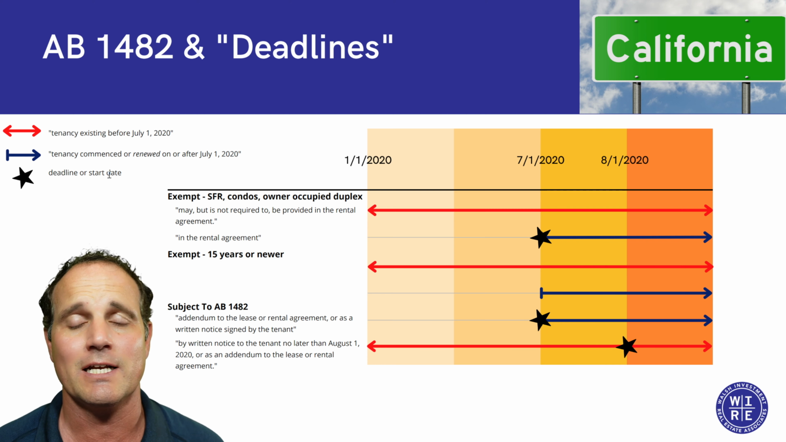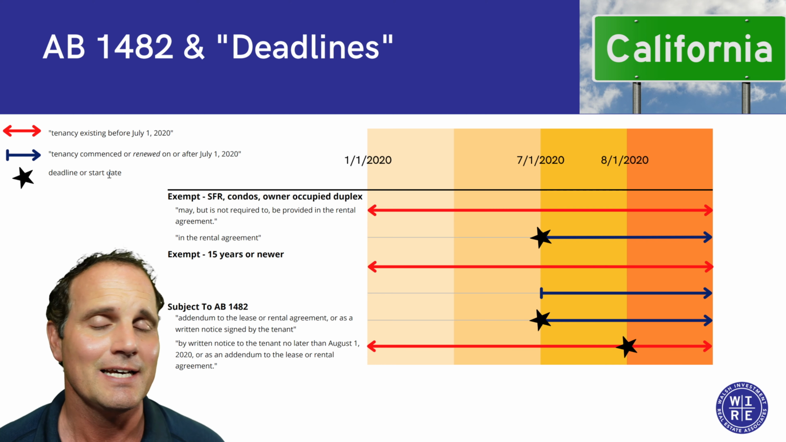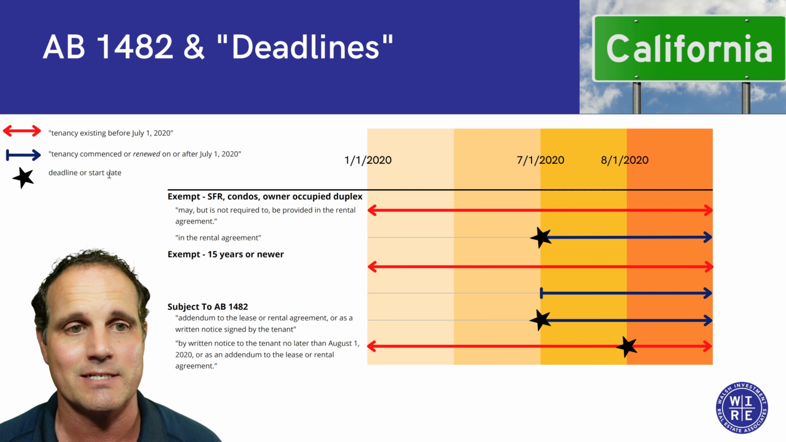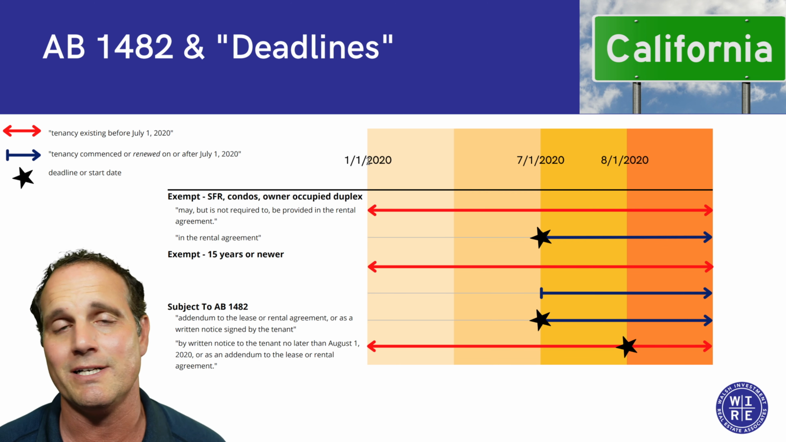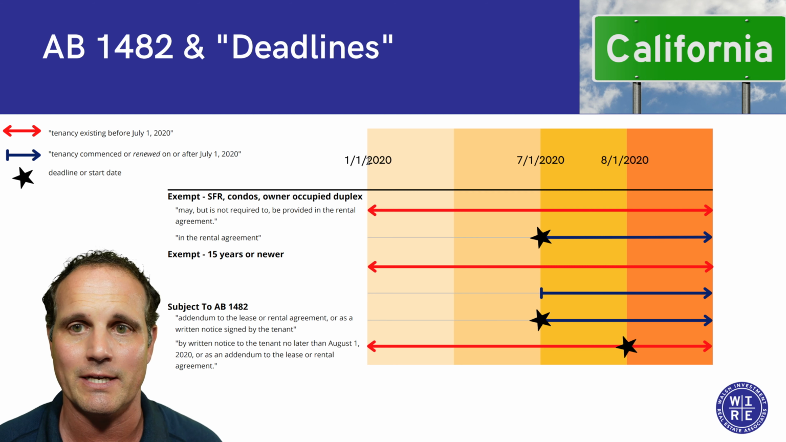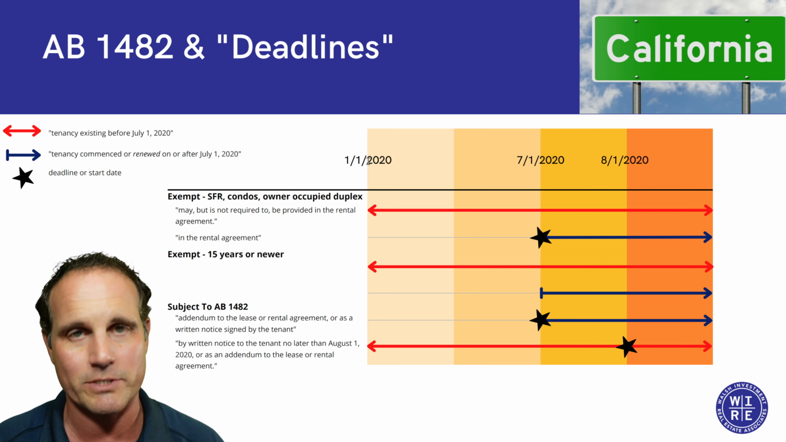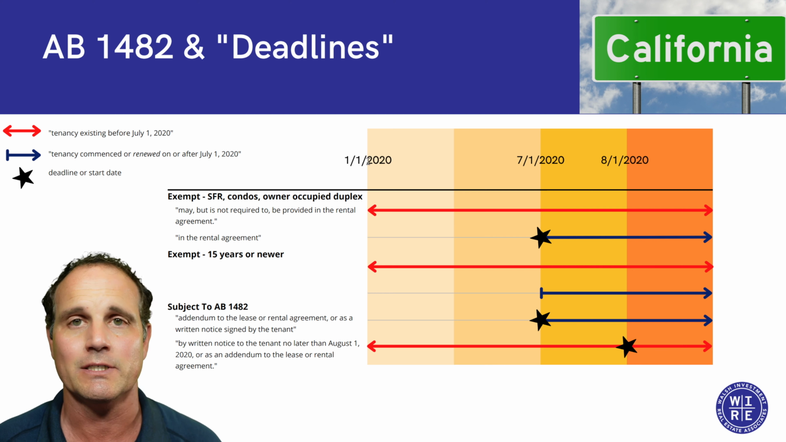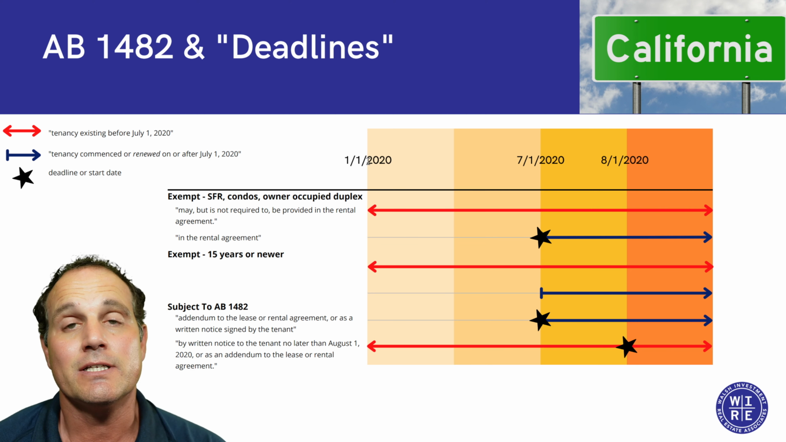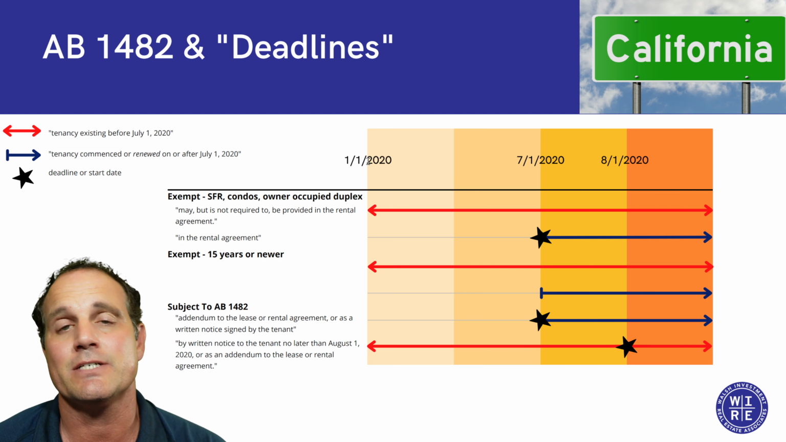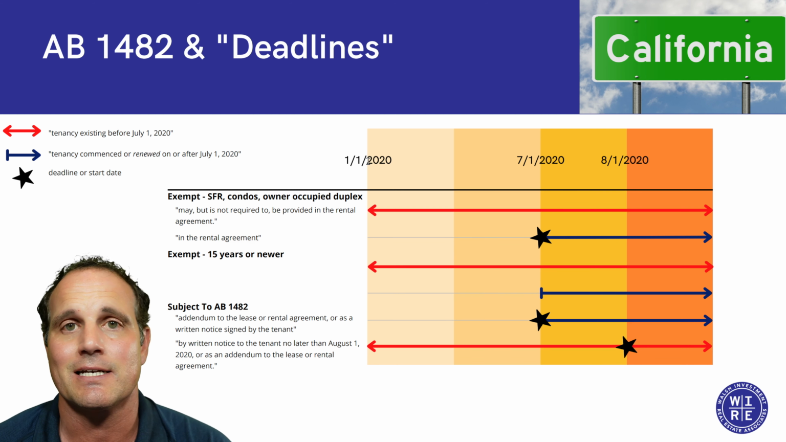AB 1482 really only has one deadline. It has other start dates. We've got the dates on the infographic. So January 1st, 2020 is technically when the bill went into place. 7/1 was an important time period for the bill, and I'll explain that. 8/1 is a deadline, and it's still going on. So this bill is still in place. It's going to be in place for a total of 10 years, and it may be extended, it may be changed.